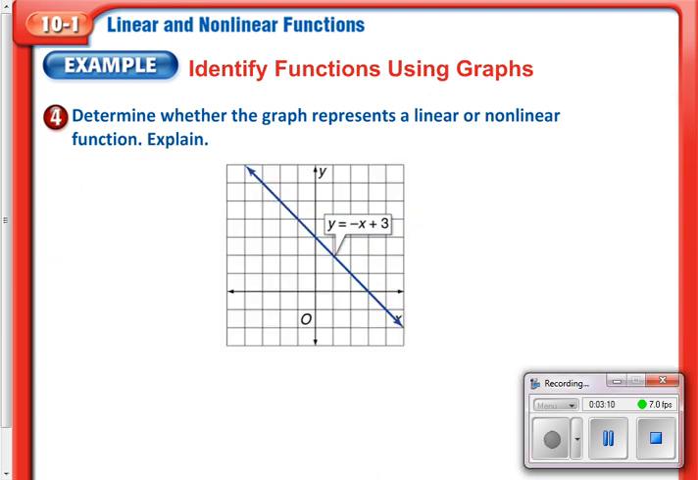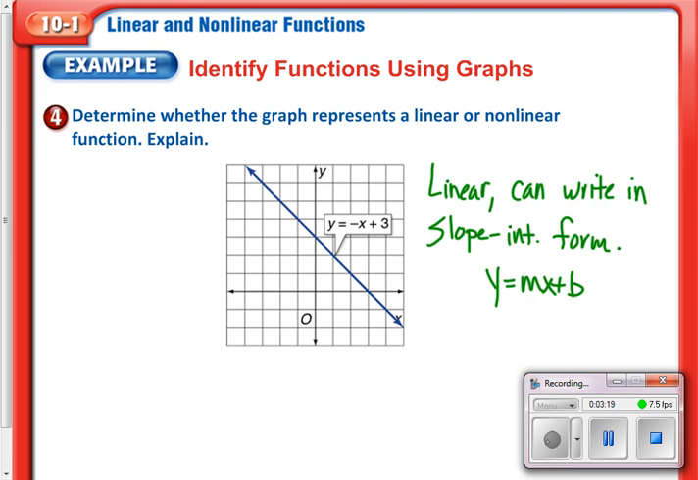Example 4, easy to tell from a graph. This would be linear. Why is it linear? The graph is a straight line, therefore it can be written in slope-intercept form. So there would be our explanation. It is linear, can be written in slope-intercept form, meaning that the line is straight.